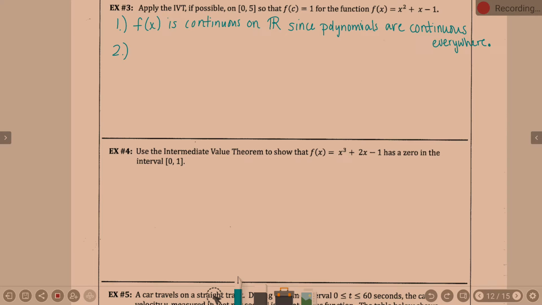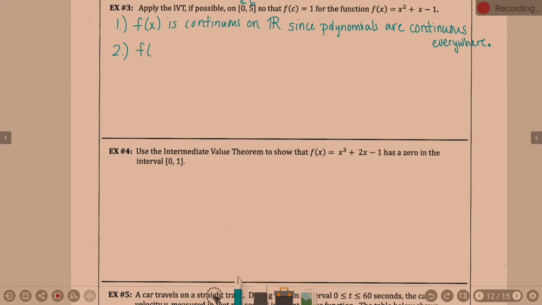What else? f of a cannot equal f of b. Okay. So what does that mean in this problem? What are A and B? The two, 0 and 5. Okay. So A and B are 0 and 5. So we need to check what f of 0 and f of 5 are and make sure that they're not equal to each other, right?